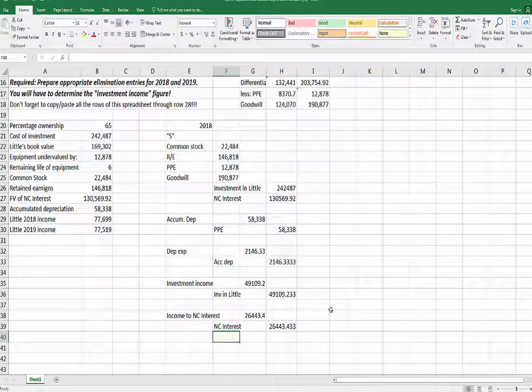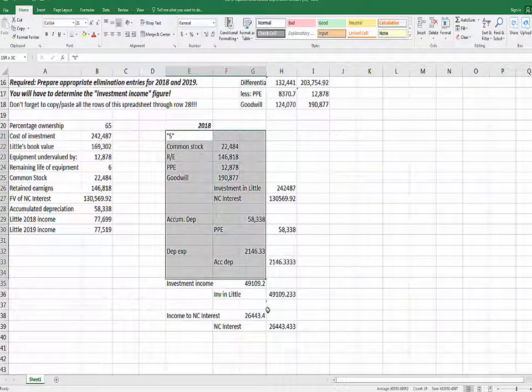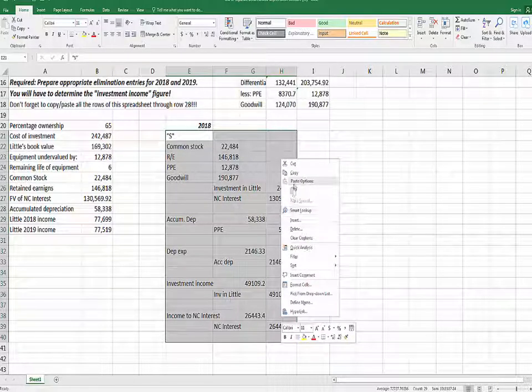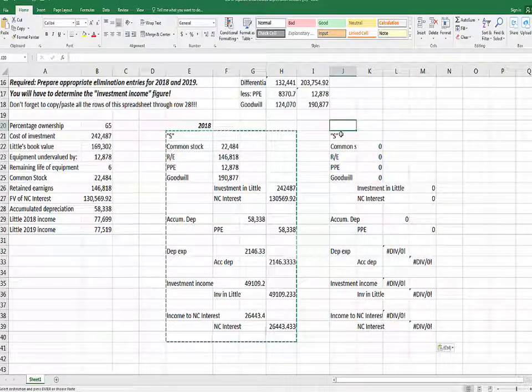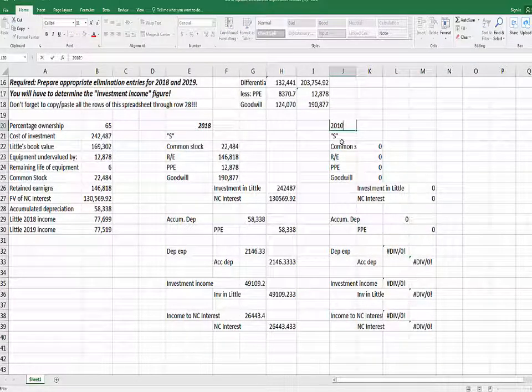Okay, so there's our 2018 elimination entries. Now we need to carry this stuff forward to 2019. And I'm just going to go ahead and copy and paste so I get most of my account titles in place. And obviously I'm going to have to update some of these numbers.